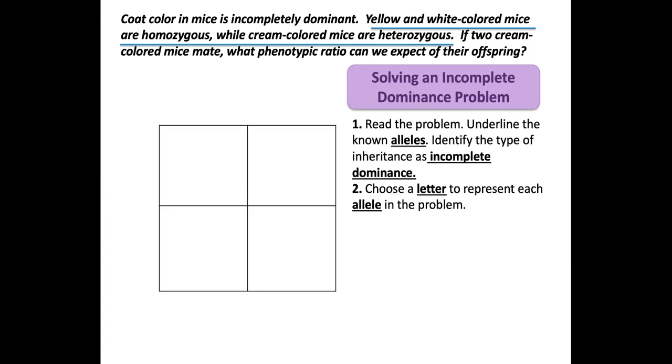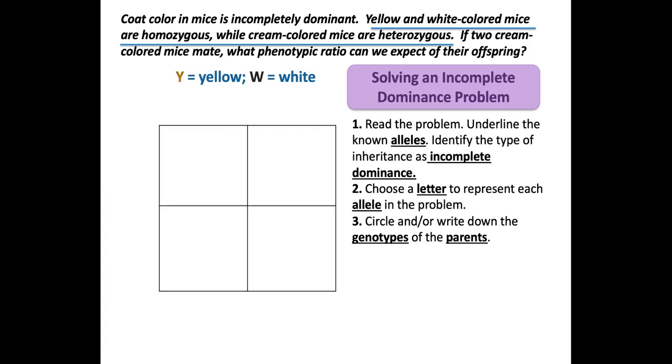Next, we have to pick a letter to represent each allele in the problem. So let's pick a letter for yellow. We're not there yet. We just have to pick alleles like this, okay? So what are we gonna put for yellow? A capital Y, and then for white, we're gonna use a capital W. Okay, so there's our yellow and our white. Everybody following me? So we're starting at the very beginning.